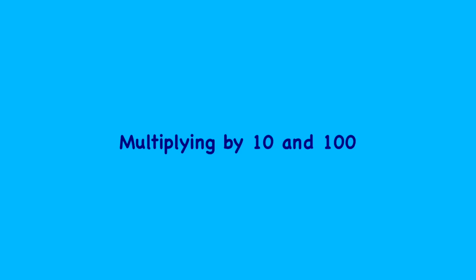Multiplying by 10 and 100. This video looks at what happens to a number when we multiply it by 10 or 100. So let's have a look at the number 4.